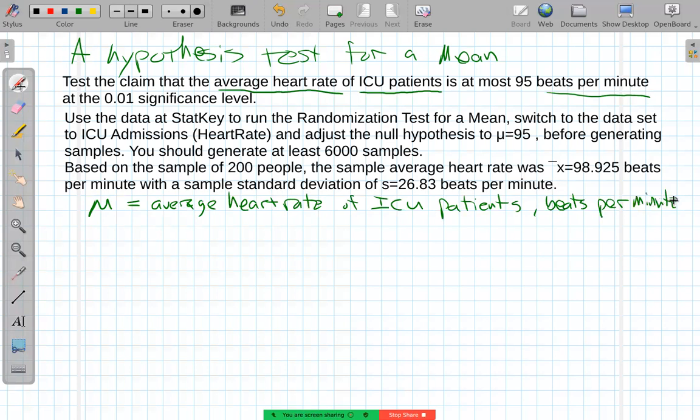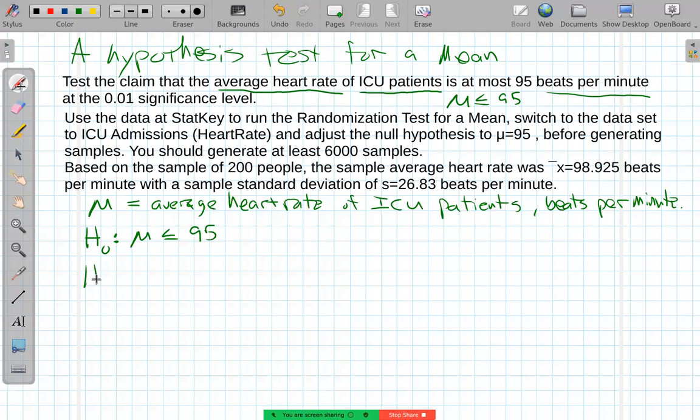Do we know what the average heart rate of all ICU patients is? And the answer is no, we don't, but we have a claim here that says it should be at most 95 beats per minute. All right, what does at most mean? Well, at most, that's the most it can be. So that means mu is less than or equal to 95. Since there's an equal, this has to be a null hypothesis, not an alternative. Okay, it's good to know. My null hypothesis is mu is less than or equal to 95.